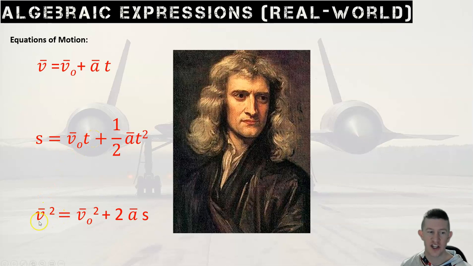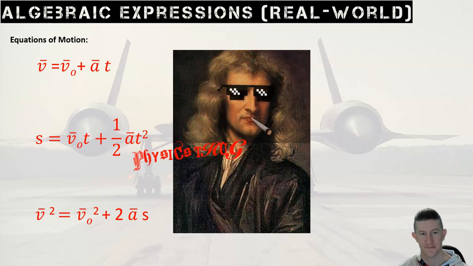And his last equation was that the speed that you're traveling squared is equal to your initial speed squared plus 2 times the amount you accelerated by multiplied by how far you traveled in that distance. So it's a pretty impressive set of equations that can basically find almost everything we want to know about the motion of an object. So Isaac Newton gets the Physics Thug Award for this lesson.